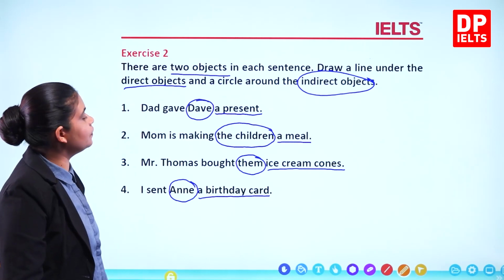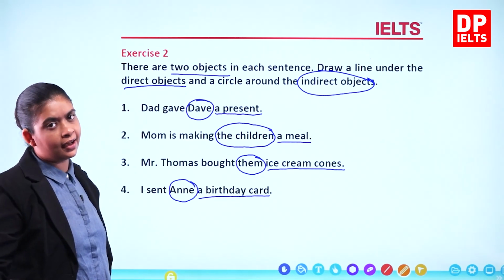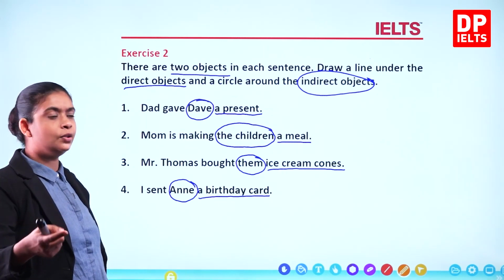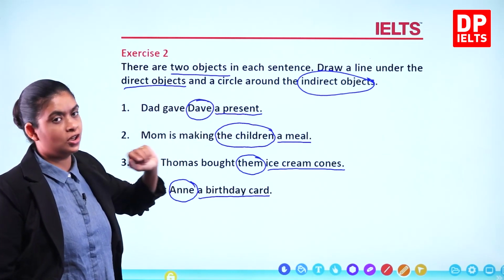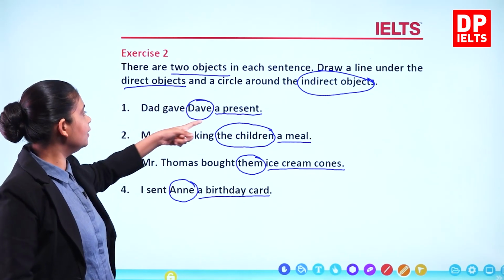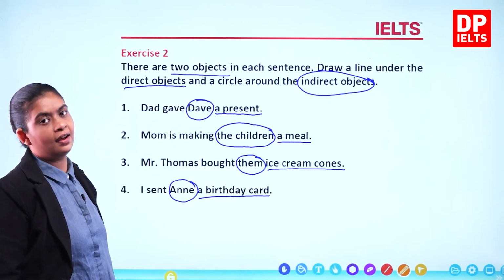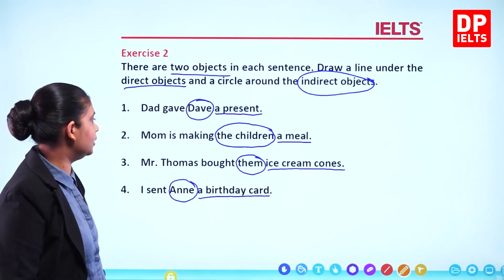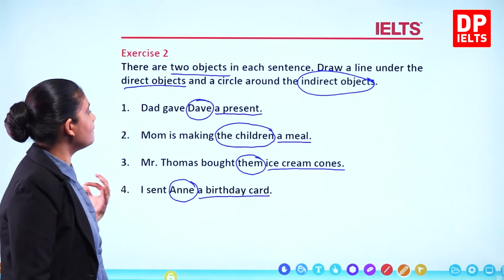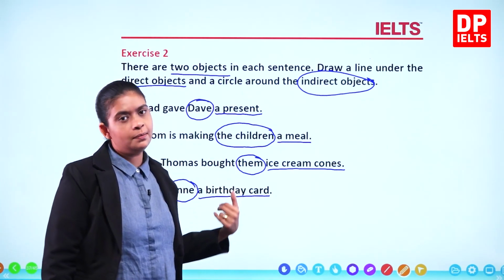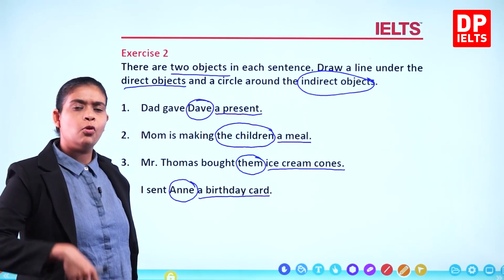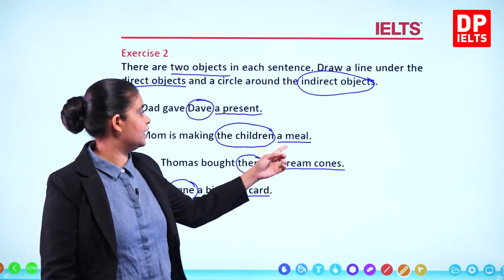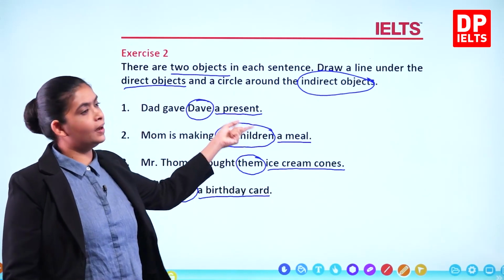Dad gave Dave a present. තාත්තා Daveට තෑග්ගක් දුන්නා. මොනවද තාත්තා දුන්නේ? තෑග්ගක්. A present. ඒකේ තමයි direct object එක. කාටද? Daveට. ඒක ඇවිල්ලා indirect object එක. Mum is making the children a meal. අම්මා ඇවිල්ලා ළමයින්ට කෑම වේලක් හදනවා. මොනවද හදන්නේ? කෑම වේලක්. කාටද? ළමයින්ට.